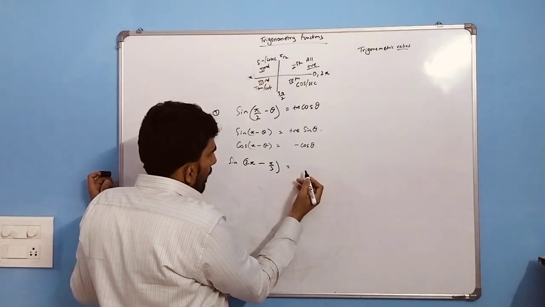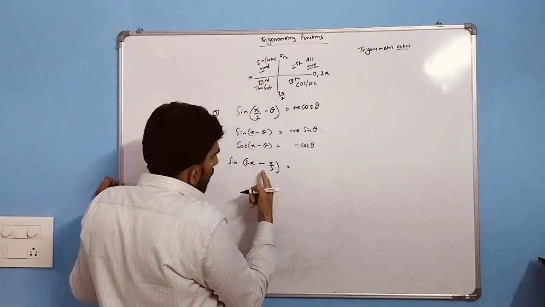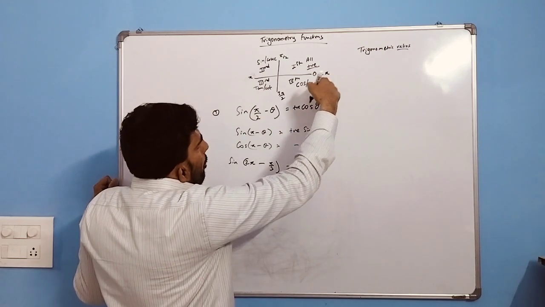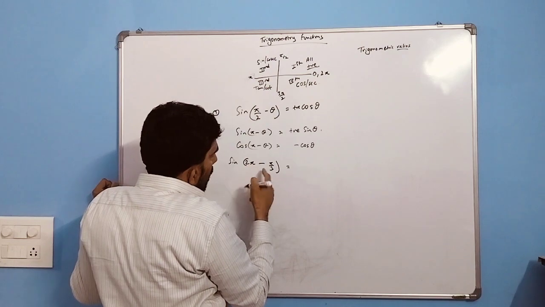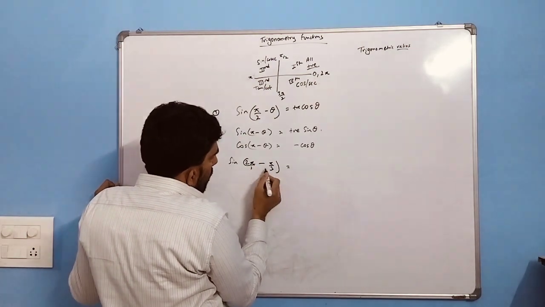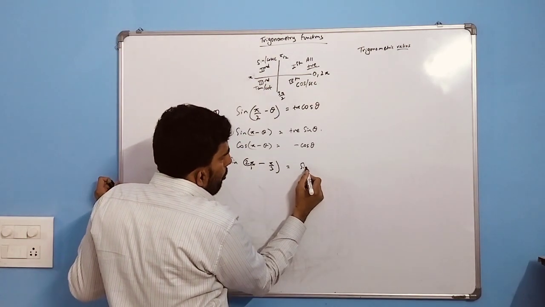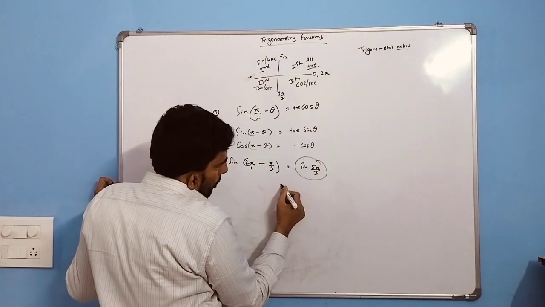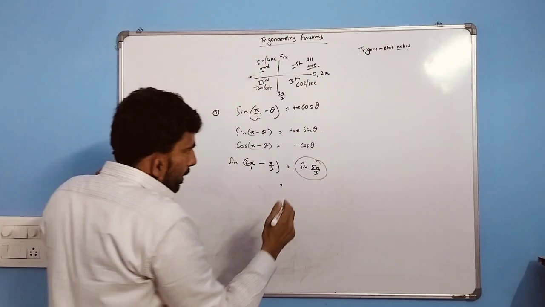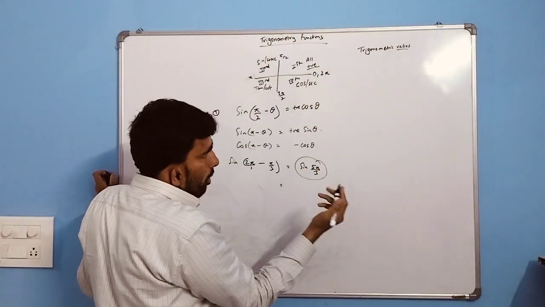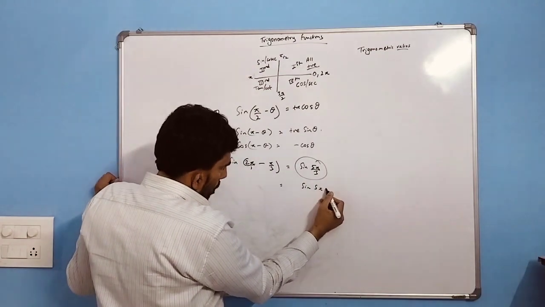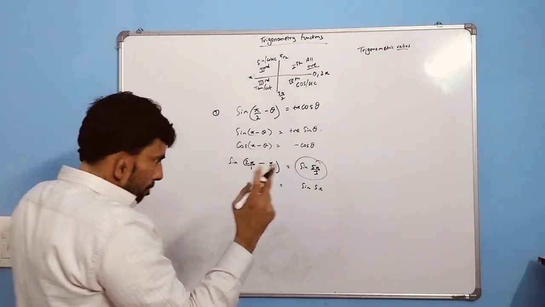So which angle am I talking about? 2 pi minus pi by 3. That means if I take the LCM here, it is sin 5 pi by 3. See, we can easily identify which quadrant it will be in.